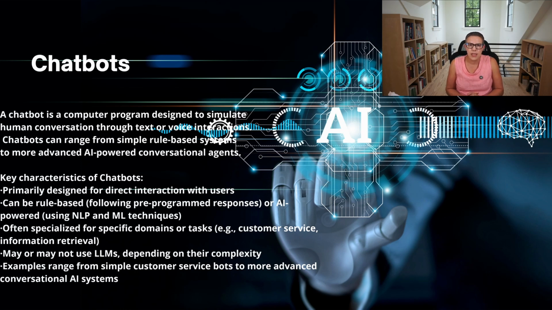They're often specialized for specific domains or tasks like customer service or information retrieval. They may or may not use large language models, depending on their complexity. Examples range from simple customer service bots to more advanced conversational AI systems. Some general purpose chatbots include Siri, which is a virtual assistant that can answer questions, set reminders, and perform basic tasks.